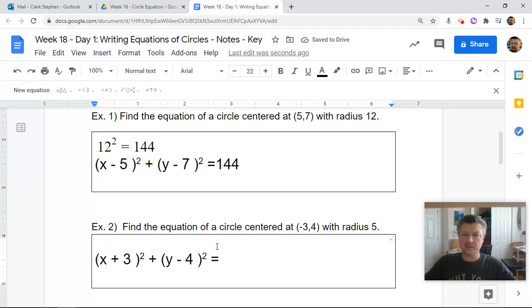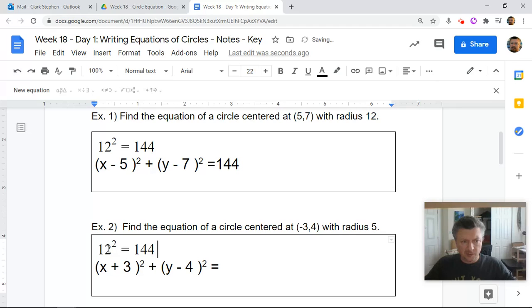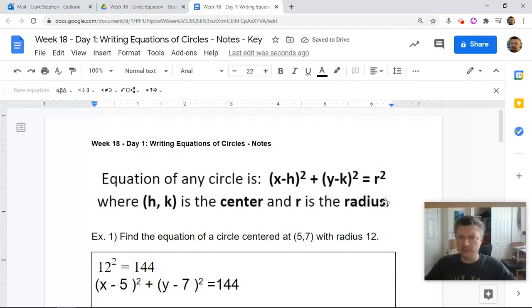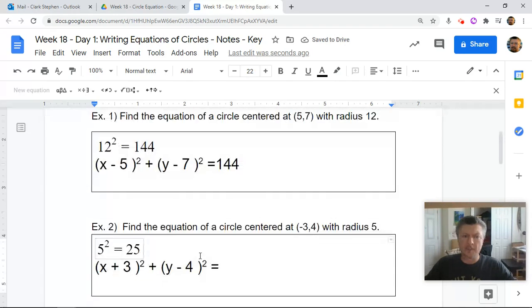All right. And again, the radius is here. The radius is 5. So let me just copy this down here. You don't have to write all this if you don't need to. But 5 squared, I'm just showing you 5 squared is 25, because you're putting radius squared at the end. So that 25 goes at the end. There it is. All right, that's 1 and 2.